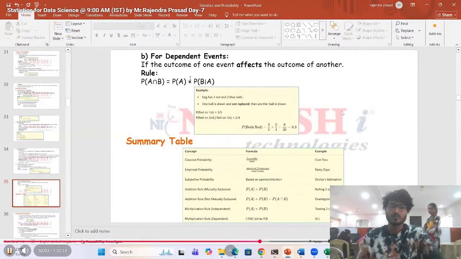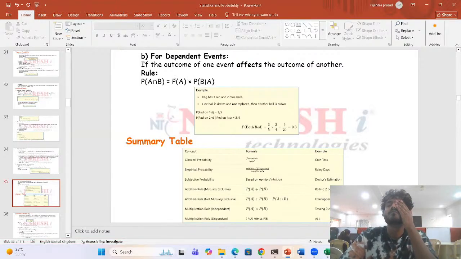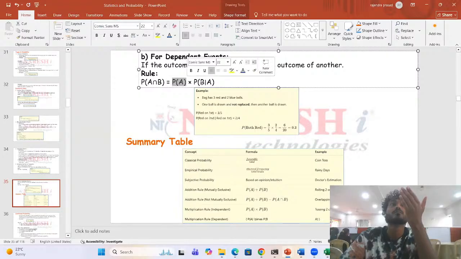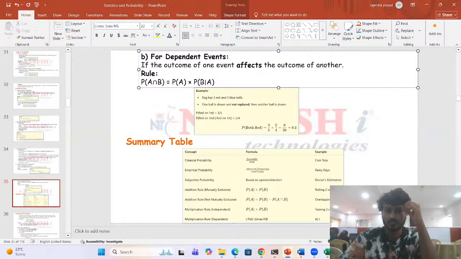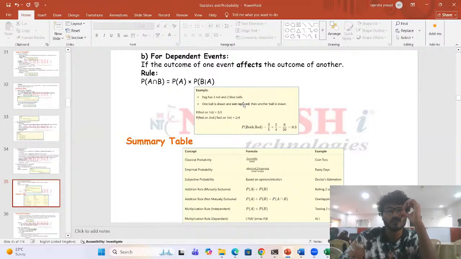Probability of B by A is pronounced as probability of B given A, which means probability of A we already know. Then what is the probability of B after getting A? Are you getting my point? Probability of event B happening when event A has already happened. Are you getting my point? Probability of B by A means the probability of getting event B when event A has already occurred. Okay, so in that case, we can go by using this particular thing.